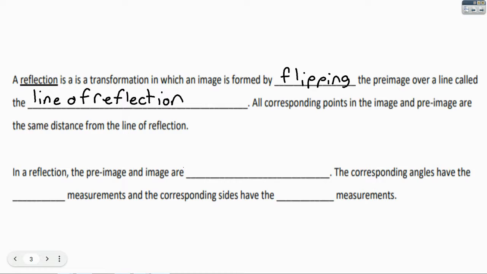One thing you want to remember, though, is in a reflection, the pre-image and the image, they are congruent. And what does congruent mean? That just means that they're exactly the same. Maybe they're looking in a different direction. Maybe they're moved around a little bit, but they're going to be congruent. So the corresponding angles have the same measurements, and the corresponding sides have the same measurements. And if everything's the same, that just means congruent.